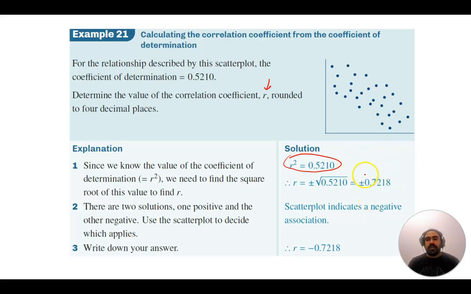So we end up with a positive or negative 0.7218. Remember, when you square root a positive number, the result can either be positive or negative. But given that we've got context that there is a downward trend, it's safe to assume that this here is a negative association. So our R value is negative 0.7218.